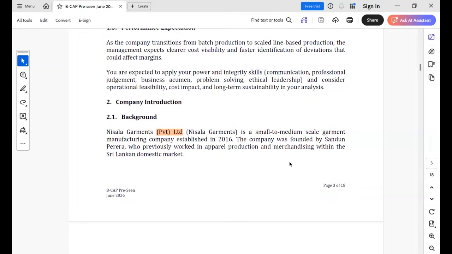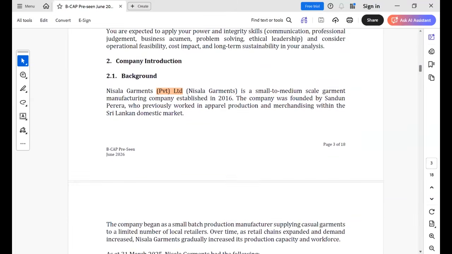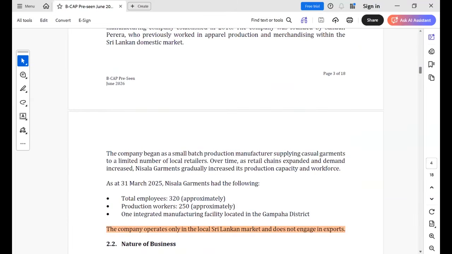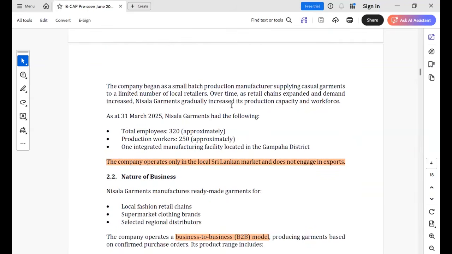It's a private company, therefore it's not a public listed company, and also this is not a large scale company, right? SMD, small and medium scale company. So it was founded by Sandun Perera, who previously worked in apparel production and manufacturing within the Sri Lankan domestic market. So this is basically a single owner running a private limited company, right?